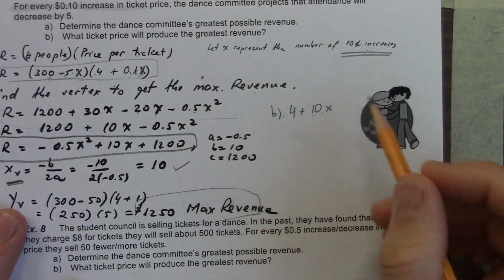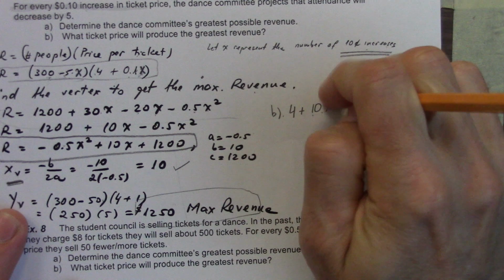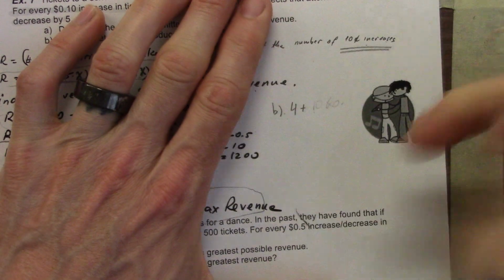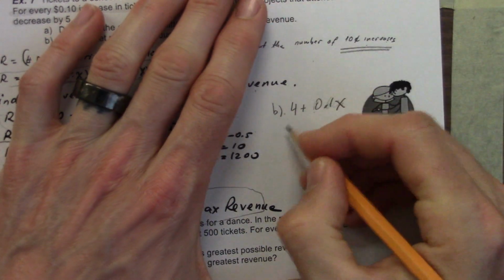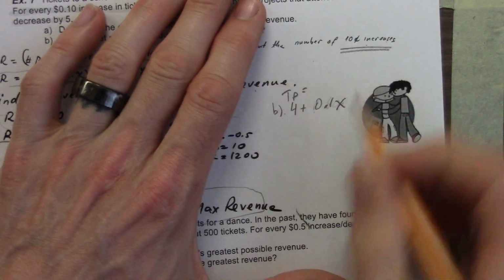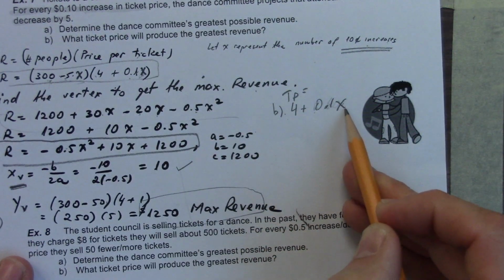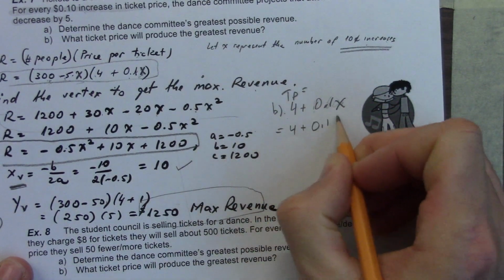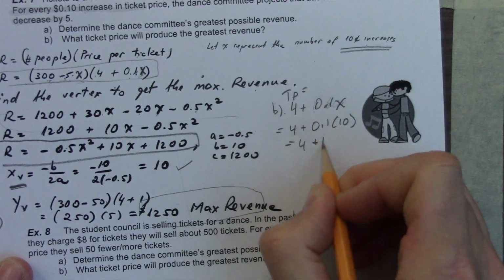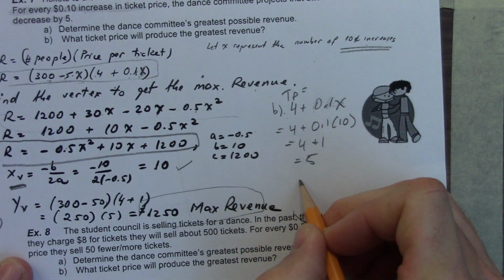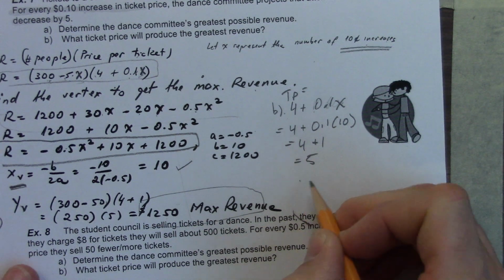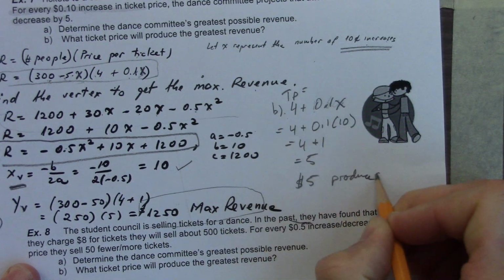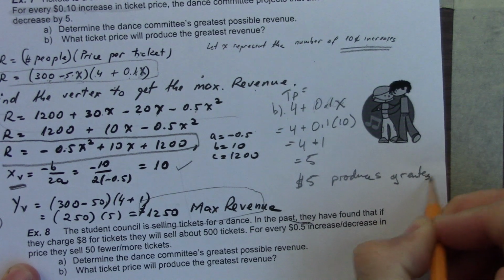Let's try this again. This is our ticket price. It's $4 plus 10 cents times the number of increases. Now we know x is 10 for the max revenue, so it's 4 plus 0.1 times 10. So we get 4 plus 1 equals 5. So our ticket price that produces the greatest revenue would be $5.